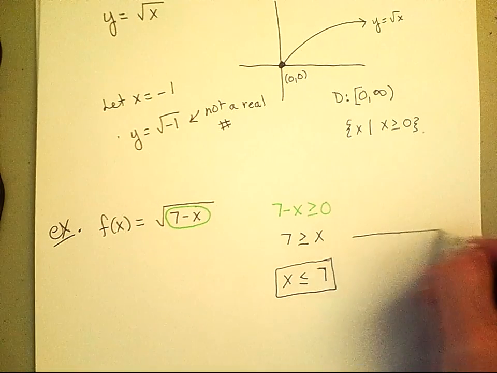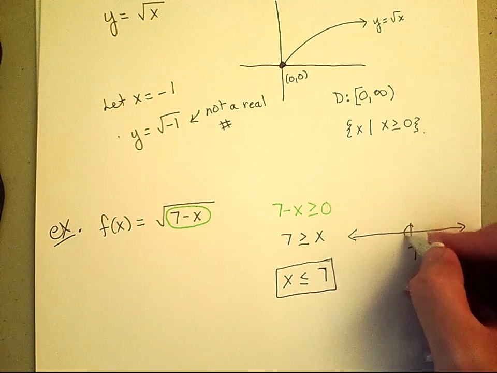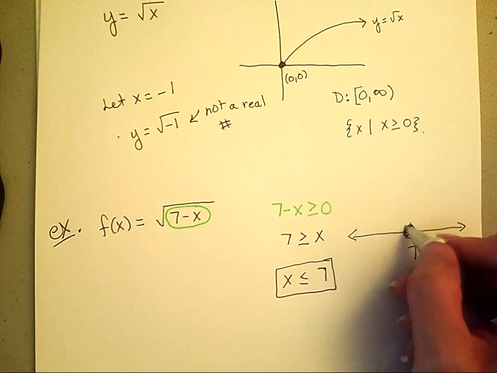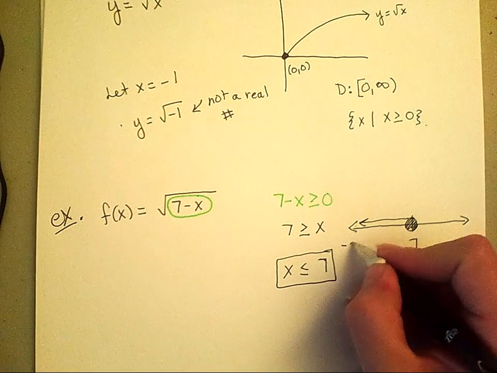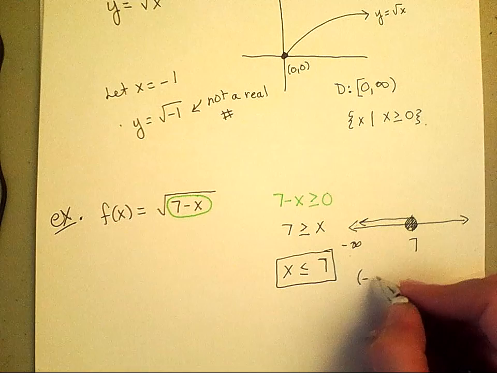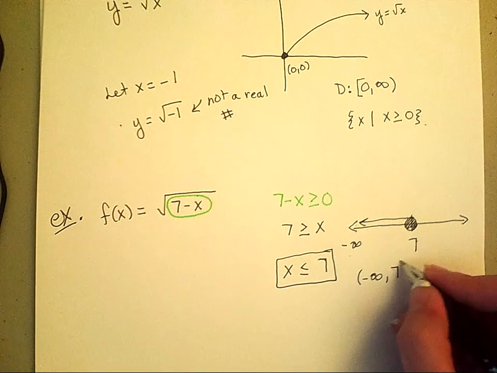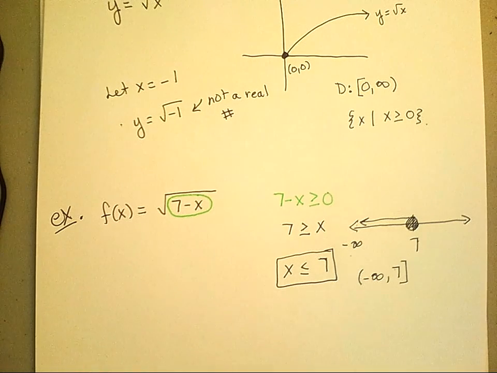If we were to put that on the number line, then here's 7. 7 can be included, but I need to be less than 7. So in interval notation, I only have one interval. The lowest value it can take on is negative infinity, and the highest is 7, and it can include 7. So these are all 3 ways to do it.